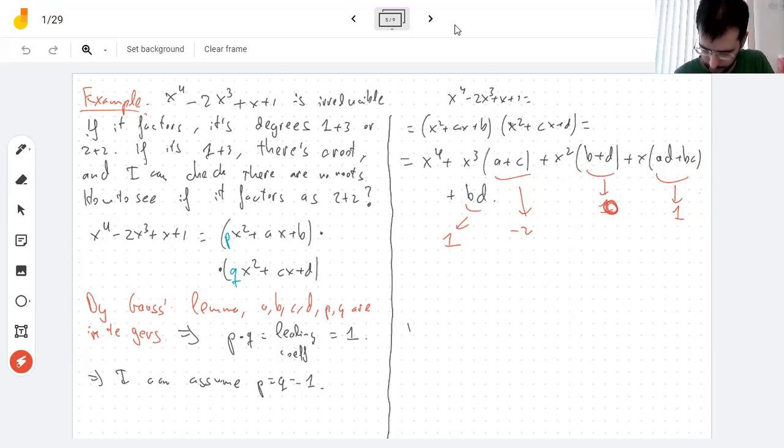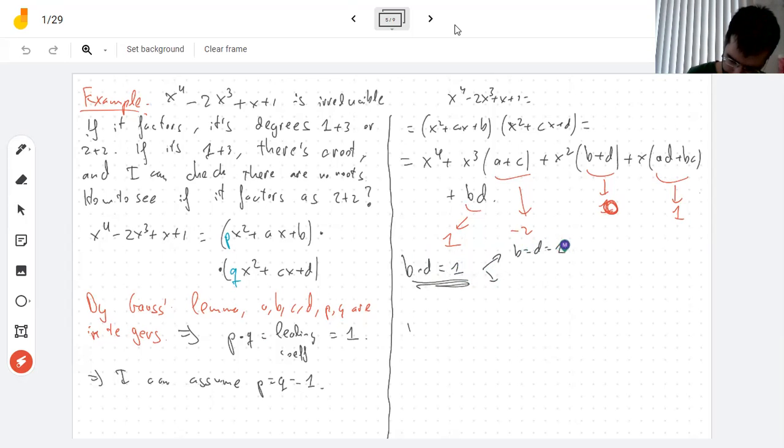Given that they're all integers, it's very easy to see that these have no solutions. Based on the fact that b times d is one, well, they're integers, so they have to be one or negative one. Either they're both one or they're both negative one. But also, based on the second coefficient, b plus d is zero. Oh, no, I multiplied it wrong, because I'm running out of time. This is not b plus d, this is b plus d plus a c.